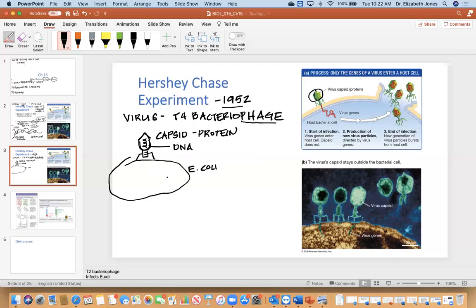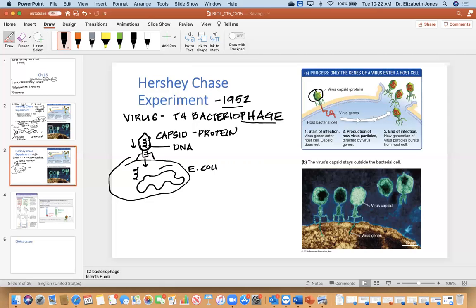And remember that E. coli is a bacteria that has a single circular chromosome, as bacteria do. So what this virus will do upon attachment is it'll basically push down on this and use its little neck like a hypodermic needle to inject its DNA into the E. coli.